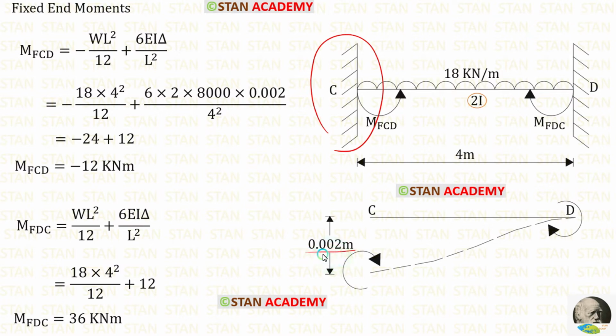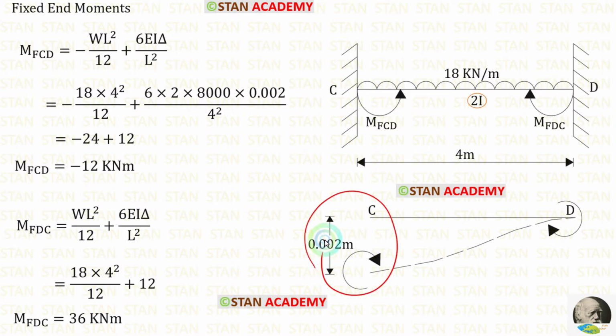0.002 meter. So we have to add the fixed end moments due to sinking. We know the formula for the fixed end moments, 6EI delta upon L square. In this span, the sinking occurs on the left side. So the fixed end moments due to sinking will be positive. The moment of inertia for the span CD is 2I. So we have to multiply EI with 2. Delta is 0.002 and L is 4. After the calculation, for MFCD we are getting minus 12 and for MFDC we are getting 36.